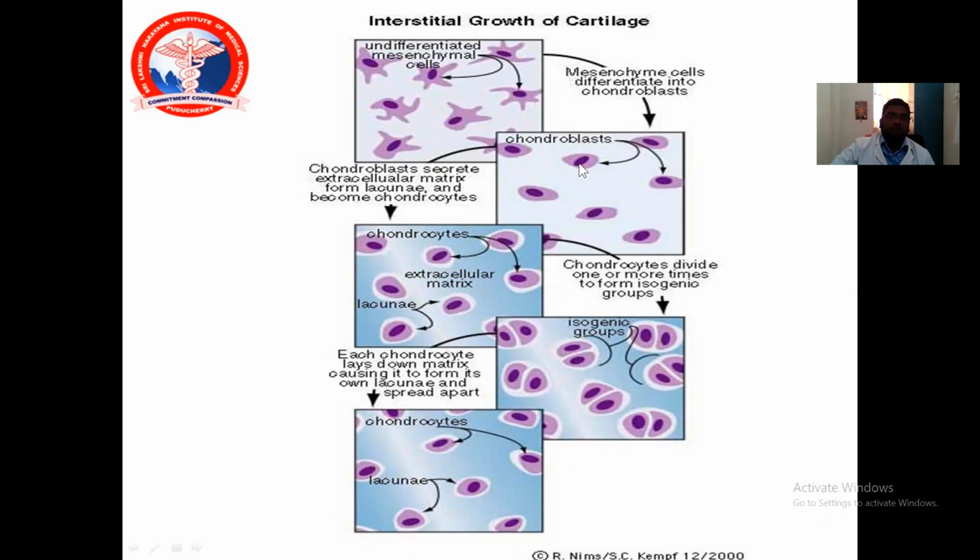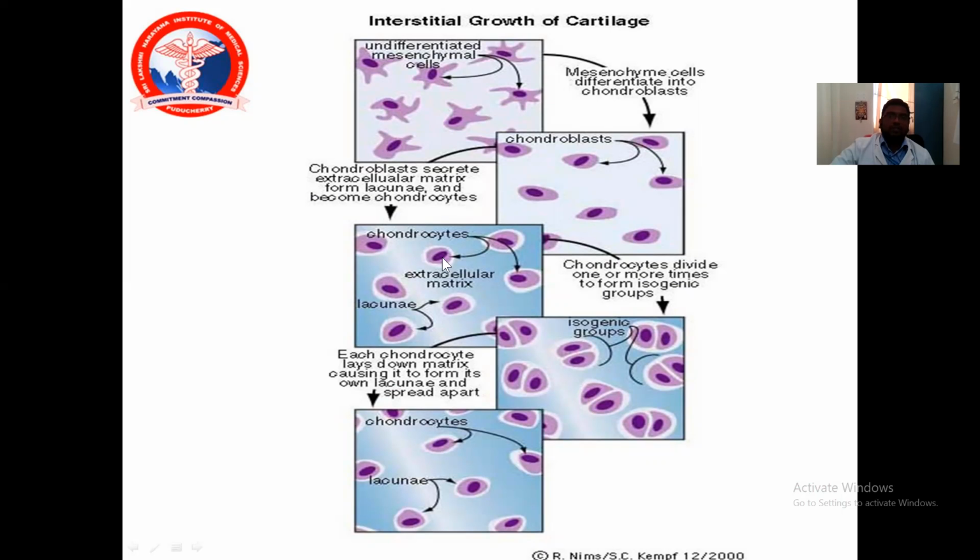After the formation of the chondroblast, they are going to secrete more extracellular matrix and form the lacuna. This is your extracellular matrix, this blue colored line. In between the cells, you are going to have a smaller gap, and those are called the lacuna. Now, since they have secreted the extracellular matrix, they have grown into a bigger cell. So now they are called chondrocytes.